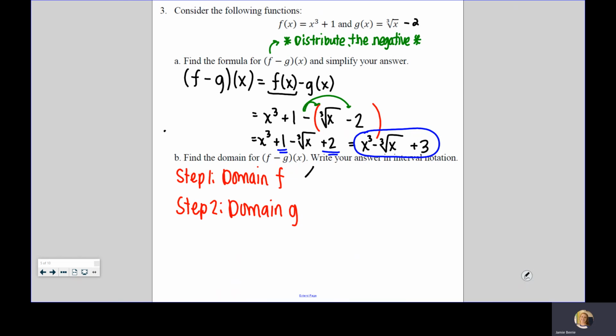All right, so domain of f. F of x is x cubed plus 1. It's not a fraction, it's not a radical. So the domain's all real numbers. So shade the whole thing.